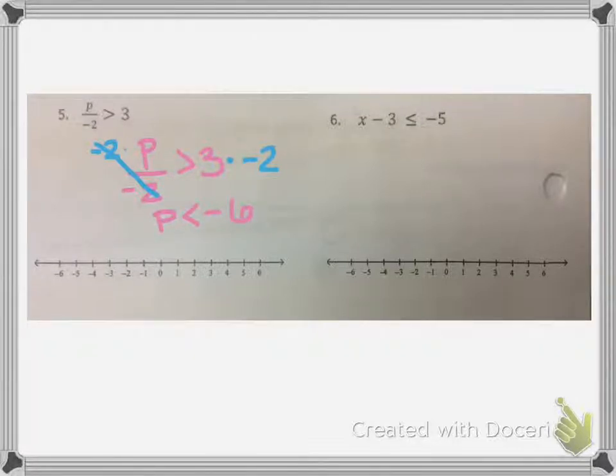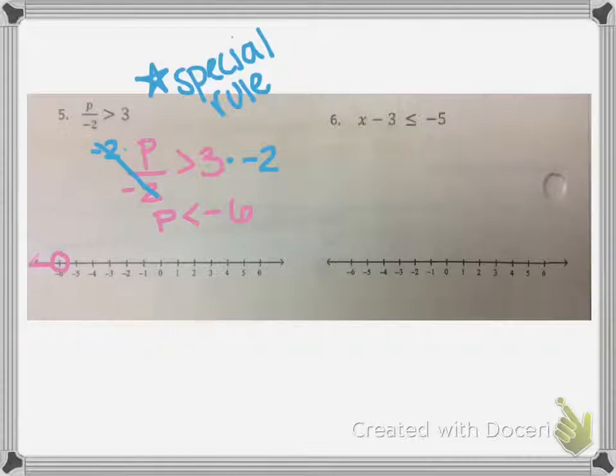And I'm going to make a special note here. I want you to do this on your paper, that this was a special rule problem. Now, to graph it, P is less than negative 6. It cannot be exactly equal to negative 6, so we'll have an open circle at negative 6, and for less than, the arrow points to the left.